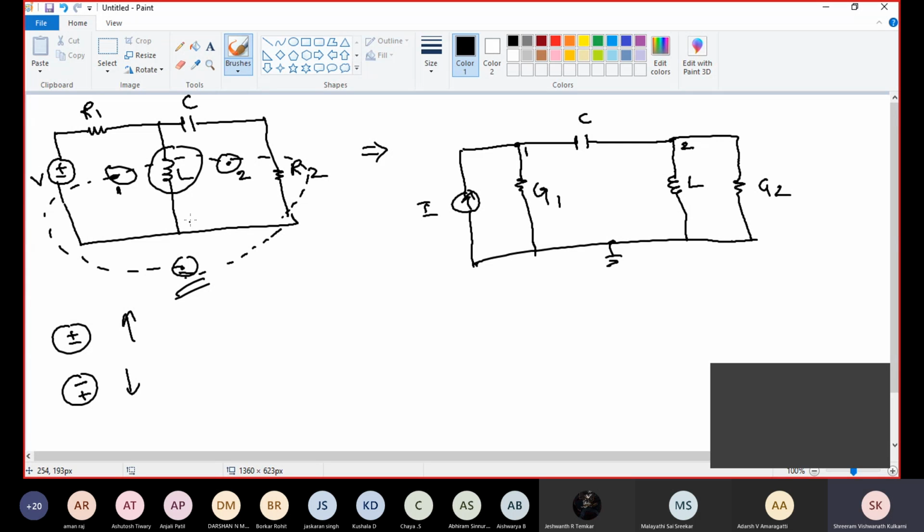I can say these networks, network 1 and network 2, are dual of each other, dual networks.